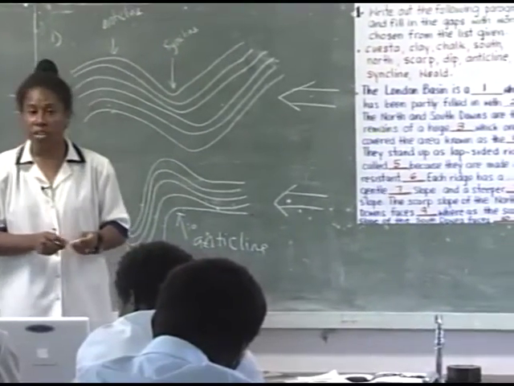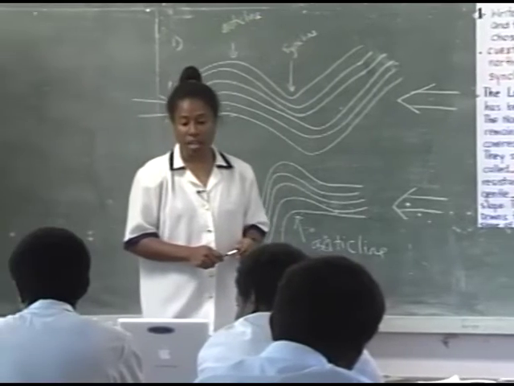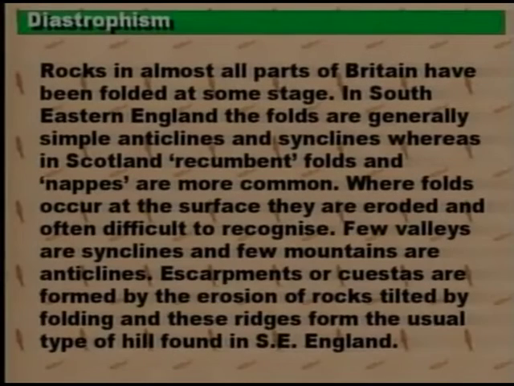Okay, we move on to diastrophism in Britain. It says there that rocks in almost all parts of Great Britain have been folded at some stage. In southeastern England, the folds are generally simple anticlines and synclines, whereas in Scotland, a fold referred to as a recumbent fold and nappes are more common. We already know what a nappe is from what we have covered, but we'll need to find out what a recumbent fold is.